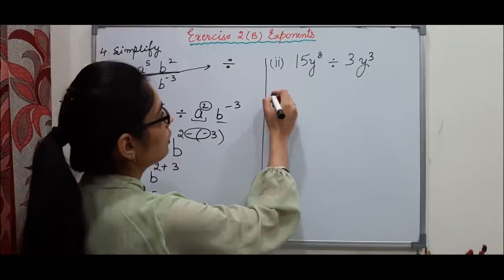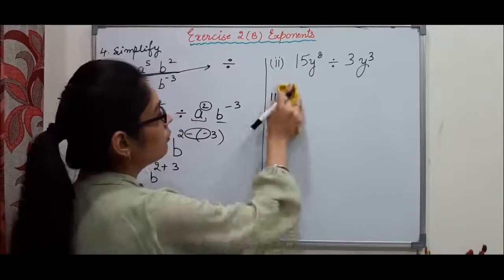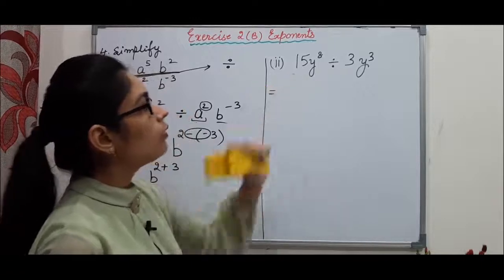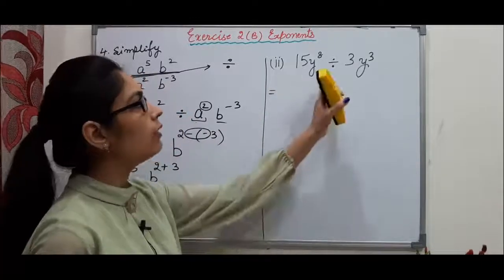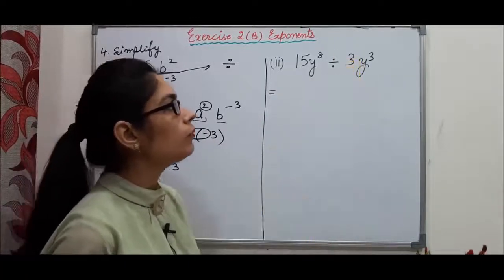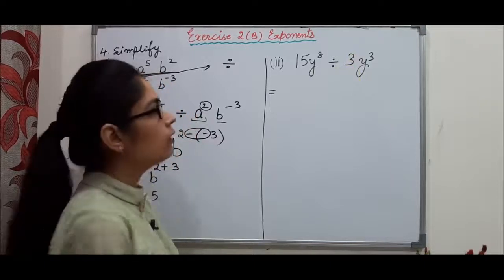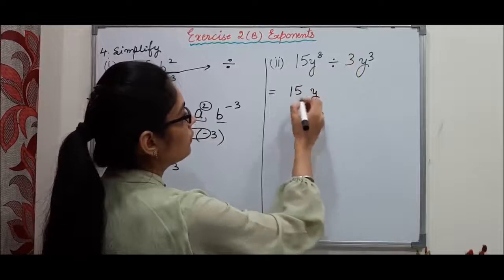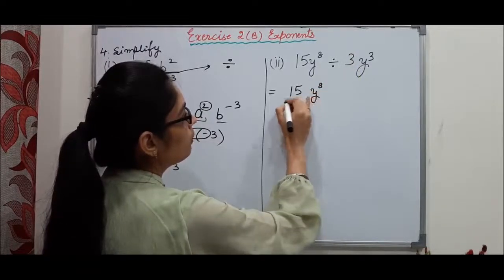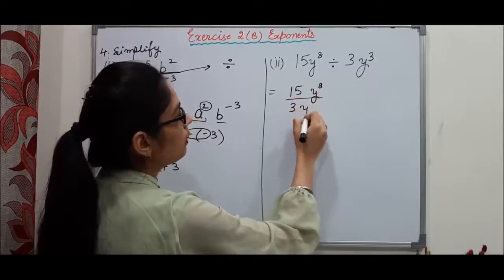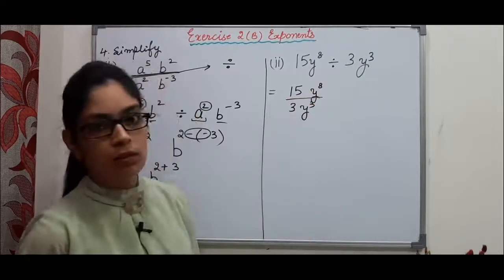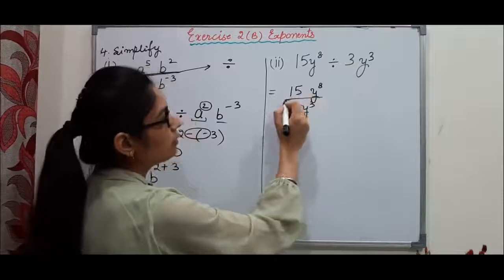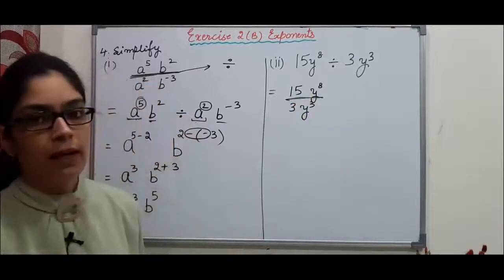Let's solve this now. So 15 into y to the power 8 divided by 3 into y to the power 3. So this I will write this way, y to the power 8 and 3 to the power 3 into y to the power 3. This division sign I have just written this way. Why I have written this way?